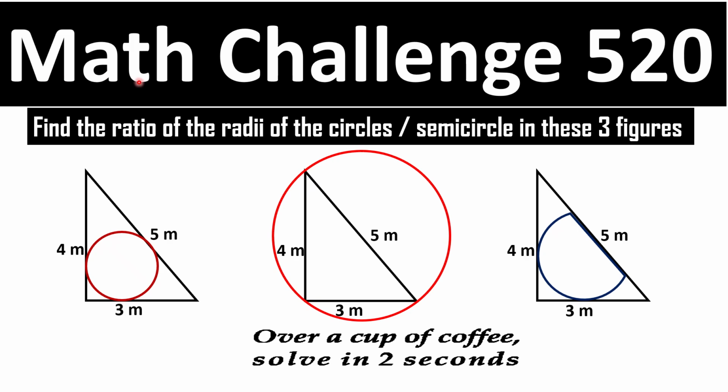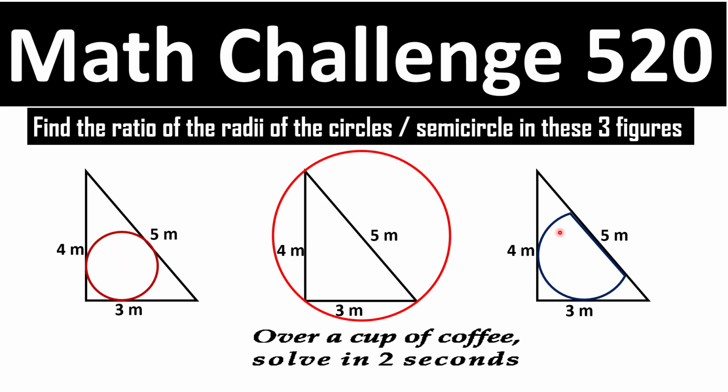Welcome to Math Challenge 520. In Math Challenge 520, we are going to find the ratio of the radii. You have got a circle inscribed in a right triangle, a circle circumscribing a right triangle, and a semicircle inside a triangle, and the lengths of the triangles are all the same: 3, 4, 5.